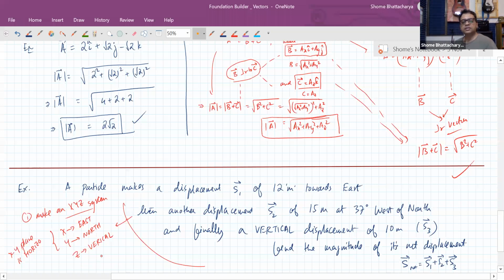Then express S1, S2, and S3 in component form. That's the second step to do. And then add them. So then you'll be able to solve the problem by the time you come to the third step. So just try this out according to this method.